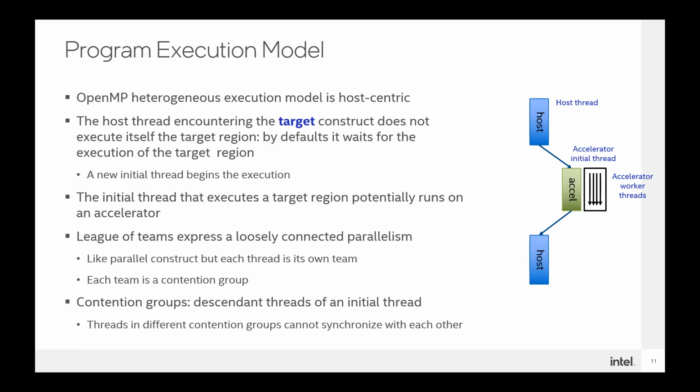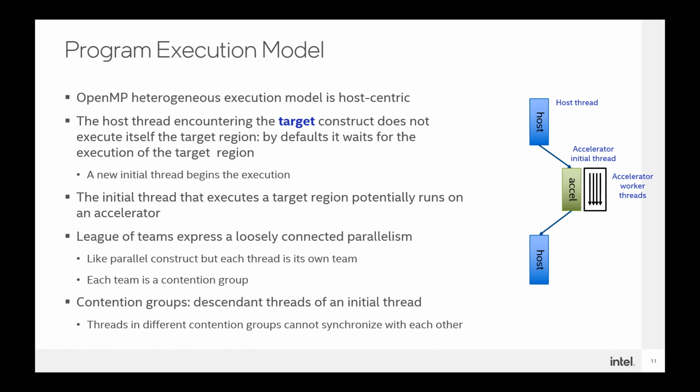And there is also another reason. These two different initial threads, the host initial thread and the accelerator initial thread, make it possible for the host and target region to run in parallel under several circumstances that the developer can define. And so the CPU can be kept busy also when there is another task running on the accelerator.